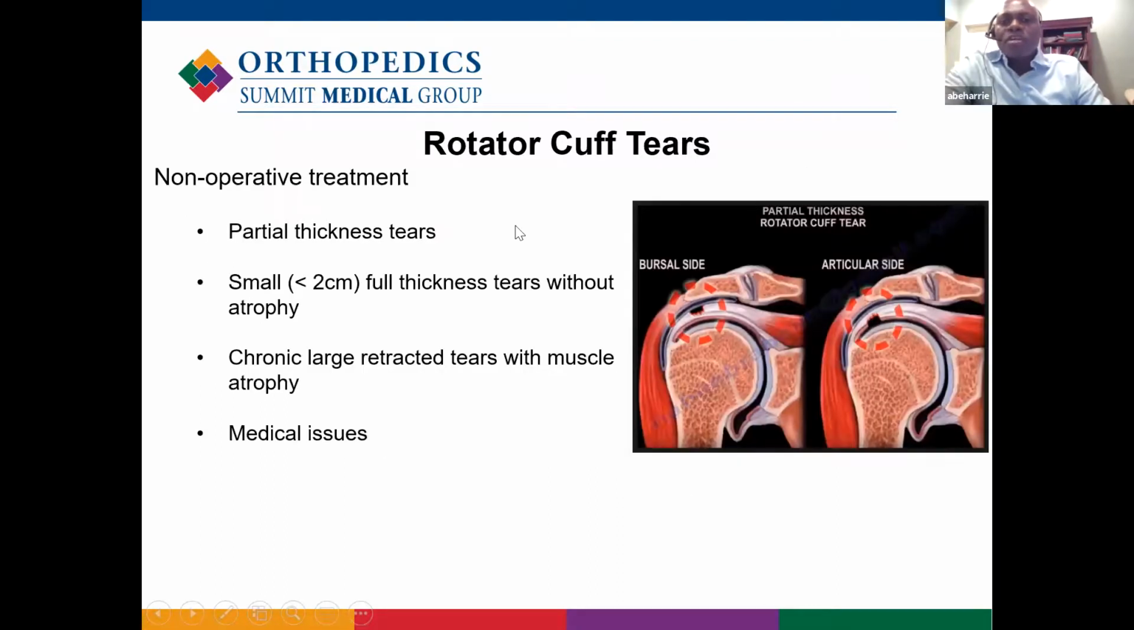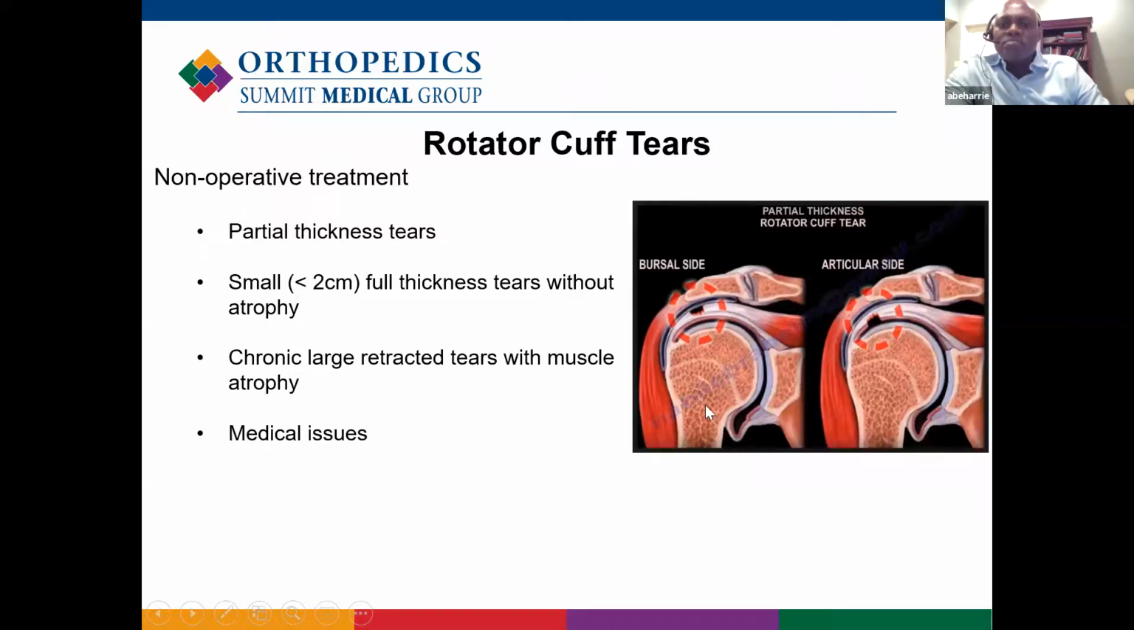Not all rotator cuff tears, however, need to be treated with surgery. Non-operative or non-surgical treatment for rotator cuff tears is indicated in some instances. One of those is people with what we call partial rotator cuff tears. A partial rotator cuff tear is a tear that does not go all the way through the tendon.